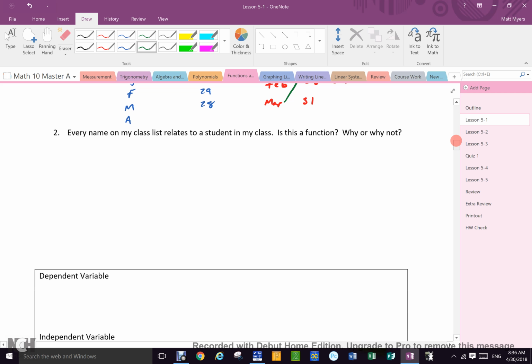Every name on my class list relates to a student in my class. What is set 1 and what is set 2? So set 1 is my list. Set 2? The names are on the list. Set 2 are the actual students. Agreed? So, is this a function or a relation? We know it's a relation because everything's a relation once we compare two things, right? Is it a function?